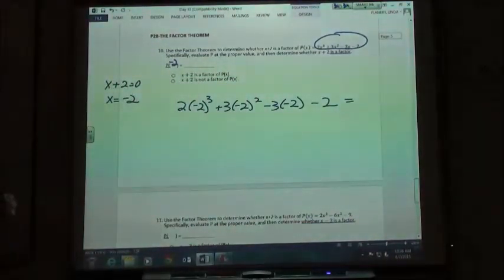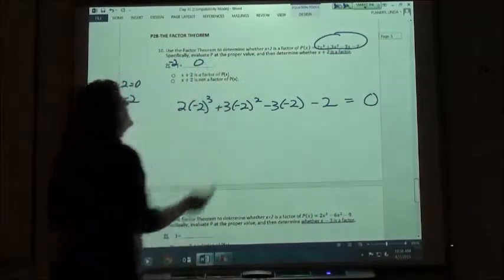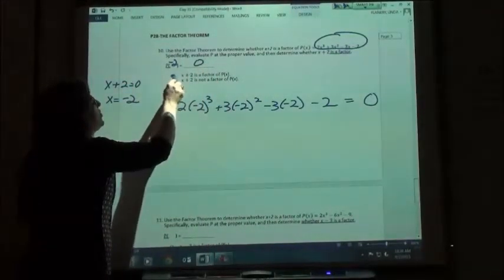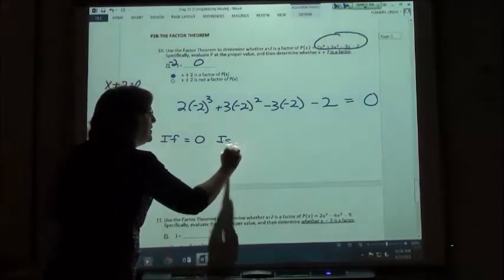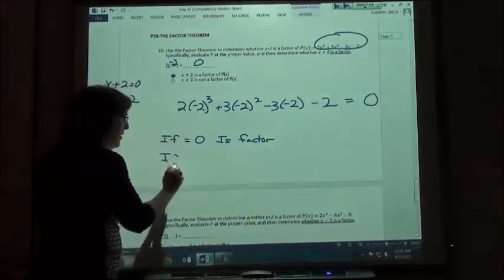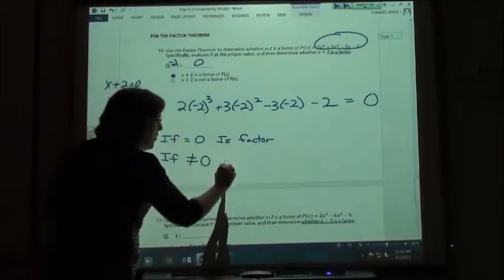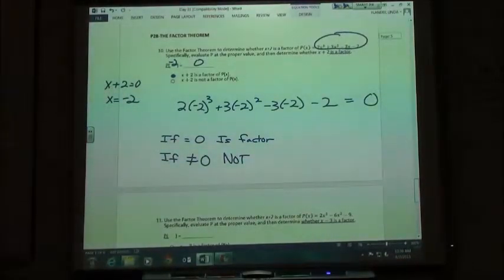Oh, I got 0. Okay, that's what I got. If this is 0, which it is in this case, it is a factor. If it equals 0, it is a factor. If it doesn't equal 0, it's not a factor. Since we got 0, it is a factor.